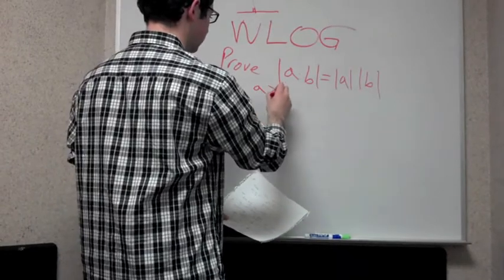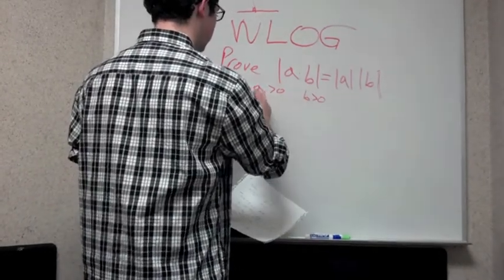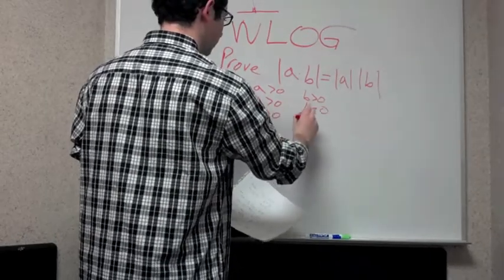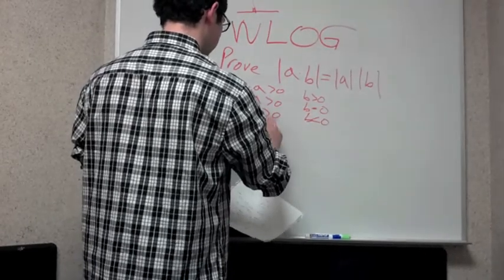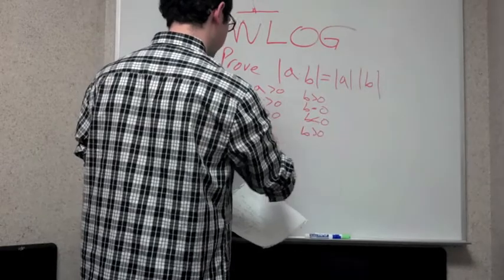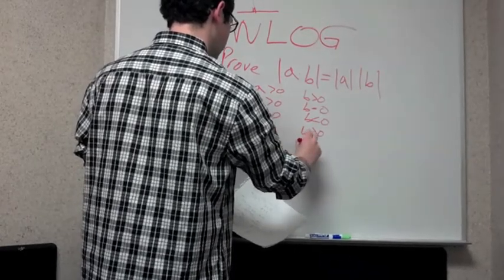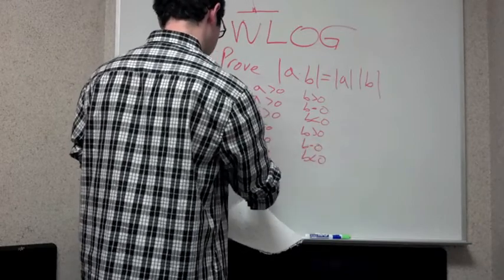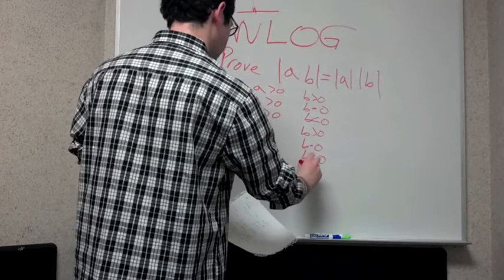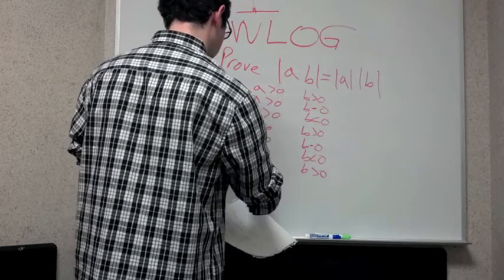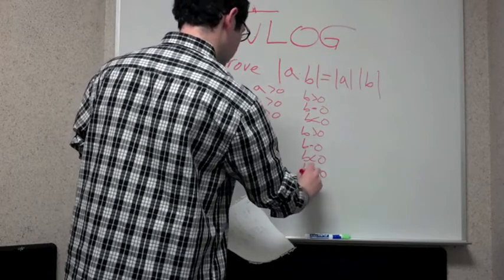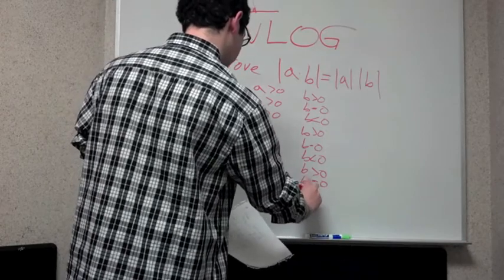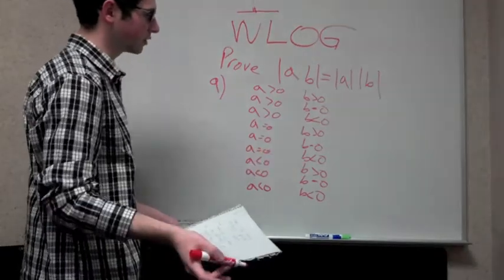There's A greater than 0, B greater than 0; A greater than 0, B equals 0; A greater than 0, B less than 0; A equals 0, B greater than 0; A equals 0, B equals 0; A equals 0, B less than 0; A less than 0, B greater than 0; A less than 0, B equals 0; and A less than 0, B less than 0. So this is a lot of work to prove this for every single case.